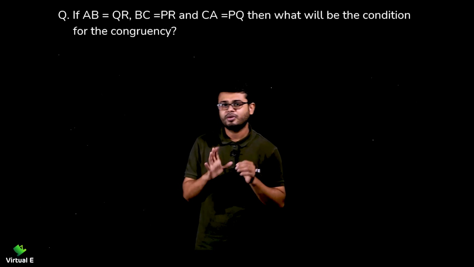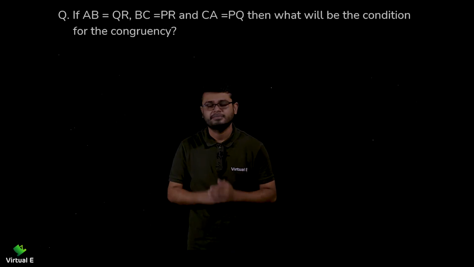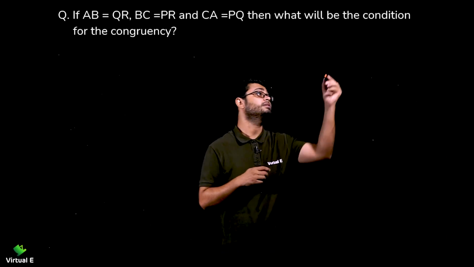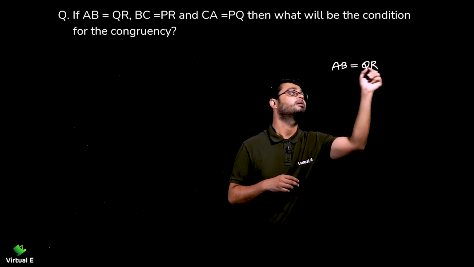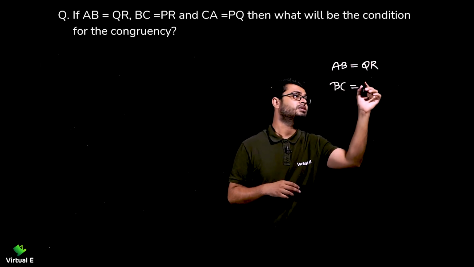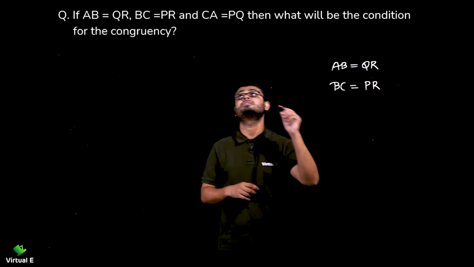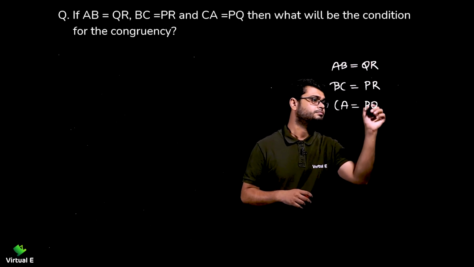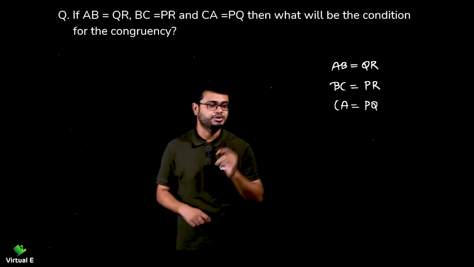Let's discuss one simple problem based on the condition and the order we need to write for the congruency. Let's start. If AB is equal to QR, so the first condition given over here is that AB is equal to QR. Another is BC is equal to PR. So BC is equal to PR. And another given is CA is equal to PQ. CA is equal to PQ. Then what will be the condition for the congruency?